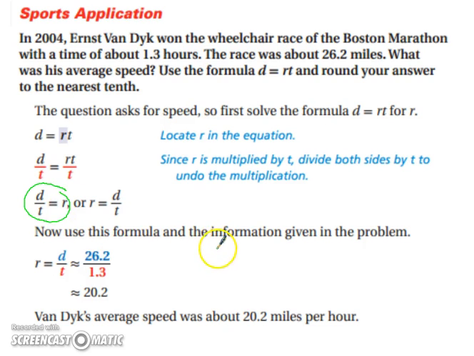We can now use this formula and the given information, so the 1.3 hours and 26.2 miles, so our distance and our time, and we can figure out the rate. So 26.2 divided by 1.3, distance and time, will give us our rate, which is about 20.2. So Van Dyke's average speed was about 20.2 miles per hour.